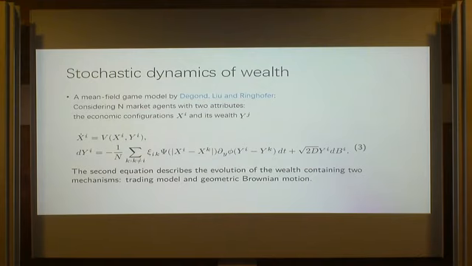Well, this is a mean field model by Pierre Degond, Jianguo Liu, and Christian Ringhofer. You consider basically M market agents with two attributes. You have economic configuration Xi, the wealth is Yi, so the Xi and Yi are coupled by this very complicated particle system. We use this example to show you, actually it's going to be very long range. Well, Coulomb interaction is already long range, but it decays in distance. This model actually grows in distance.